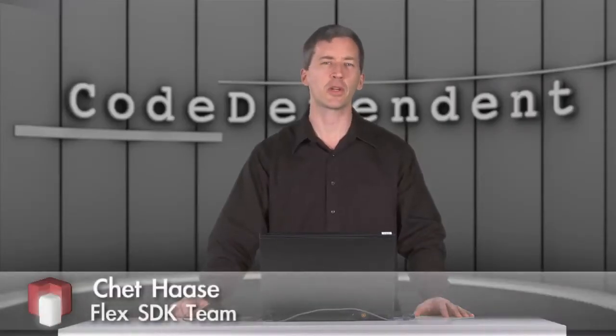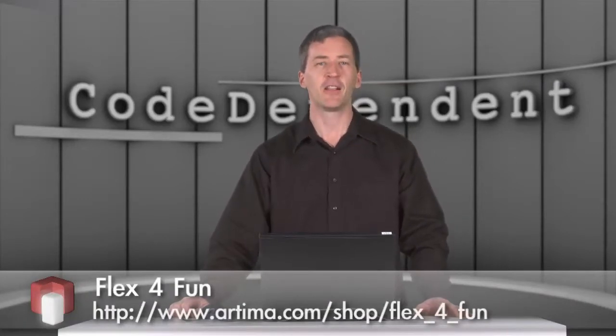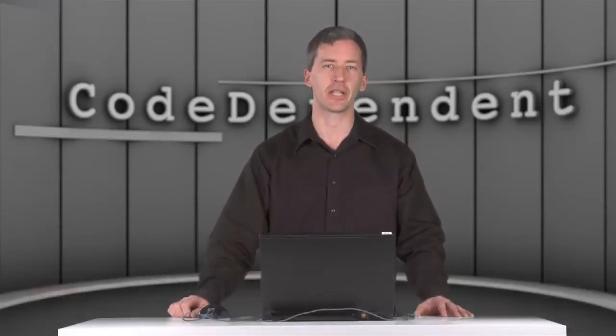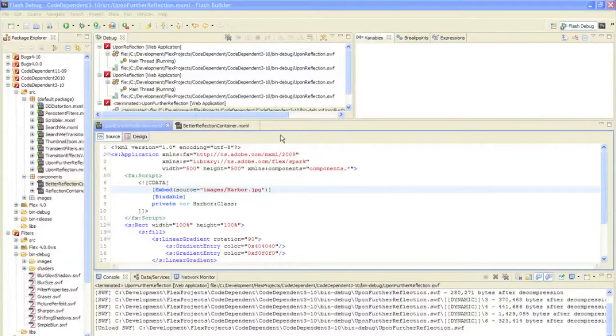Today on CodeDependent, we're going to talk about another demo that comes from my book, Flex for Fun. Last time we talked about a reflection technique of using a bitmap image in a container and then reflecting that image below it to get a very simple reflection technique that didn't actually look that good. The reason is because there is no perfect reflection in the real world. So if we run that demo again, we can look at that.